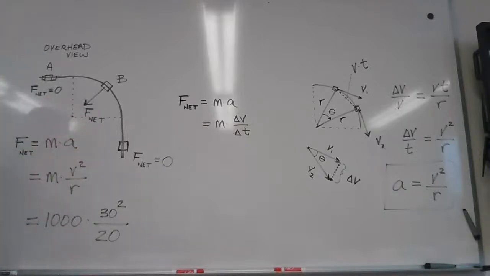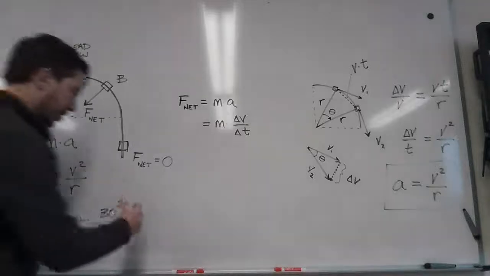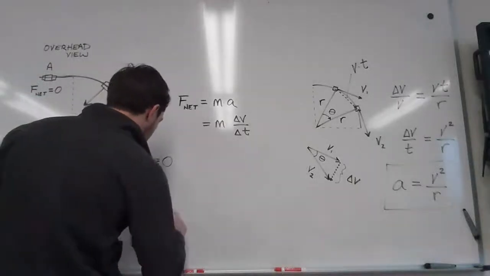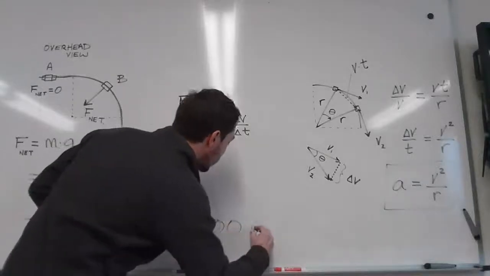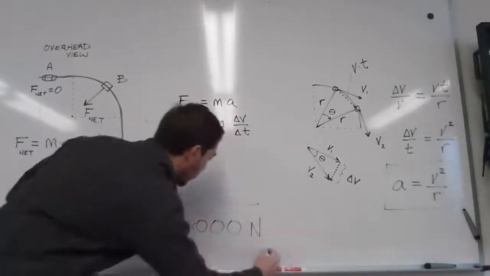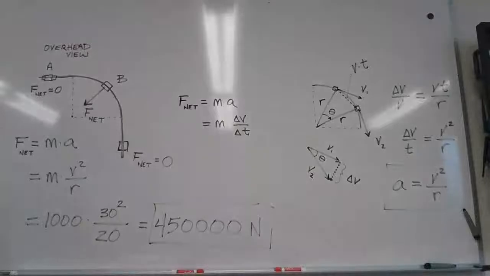So what do you get? So you get 900,000, half of 900,000 is 450,000, I think. You should get here 400. Did I do that right? Yes. Newtons. Thanks, Taylor. I appreciate you.